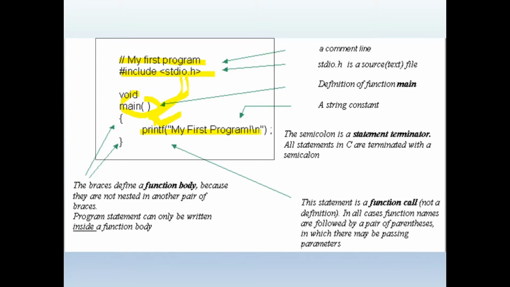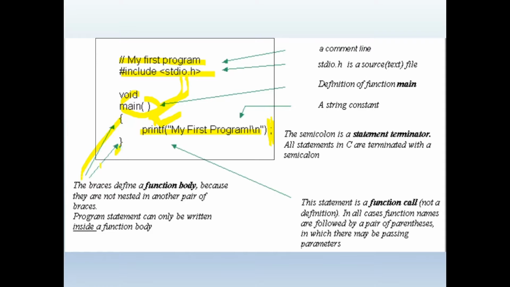This is the line which will give you the output on the screen. Now my one line is ended, so I will write the semicolon to denote the end of a particular line in my C program. The semicolon is the statement terminator. All statements in C are terminated with the semicolon.